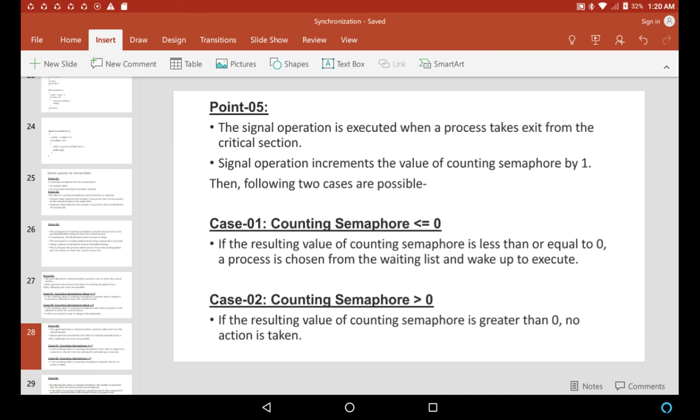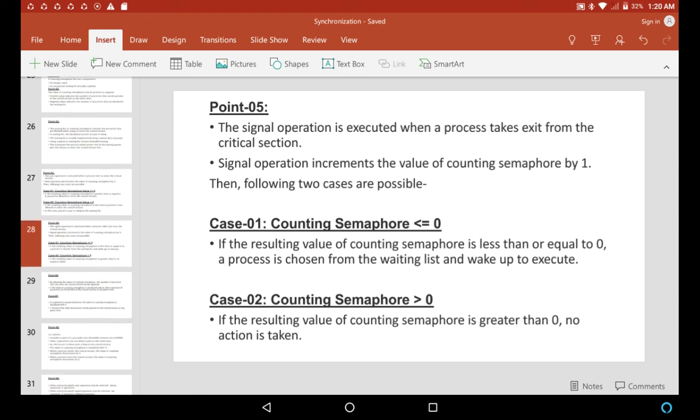The fifth point to remember is the signal operation, which is executed when a process exits from the critical section. The signal operation increments the value of counting semaphore by 1. There are two possibilities. If it is less than or equal to 0, a process is chosen from the waiting list and woken up to execute. That means the process state is changed from blocked to ready. And if the counting semaphore value is greater than 0, there is no action taken.